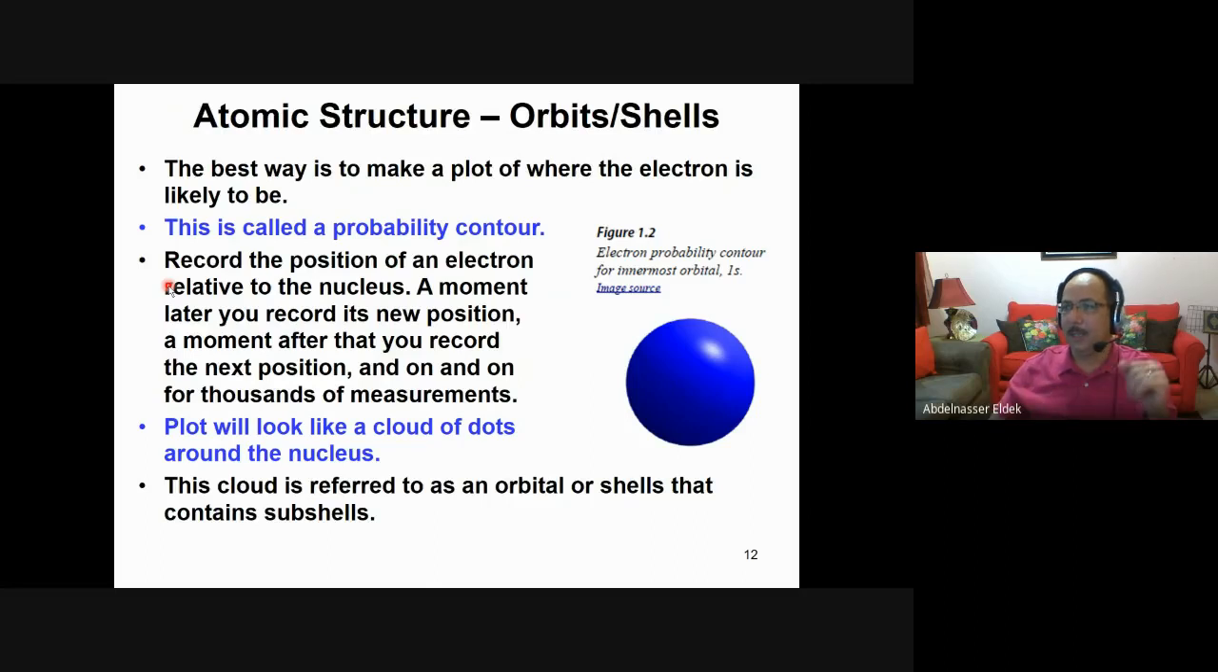This plot will look like a cloud of dots around the nucleus, like this shell or this sphere. This cloud is referred to as an orbit or shell. So you see, that's why we have this orbit or shell. And each shell has some subshells.